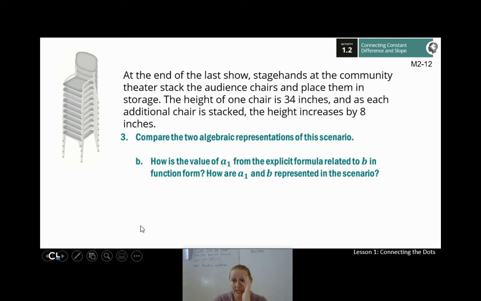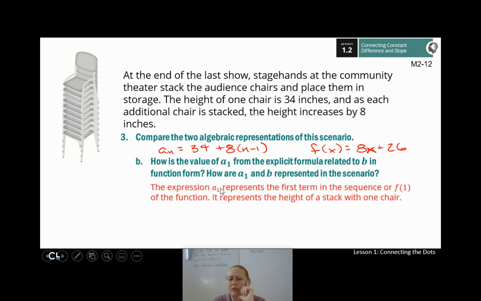So in this case, and again, I'm going to bring up my formulas here. So we have our a sub n, and that was 34. There's our a sub 1. So my a sub 1 is 34, but in my function form, I have 26. Sorry, that should be an x. I have 26, not 34. So let's talk about that for a minute.